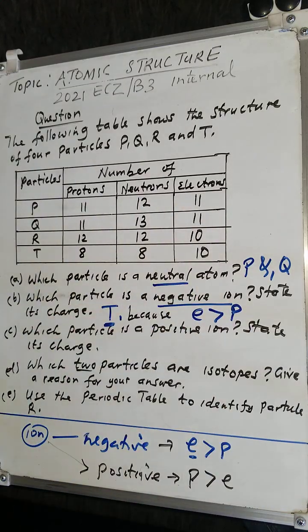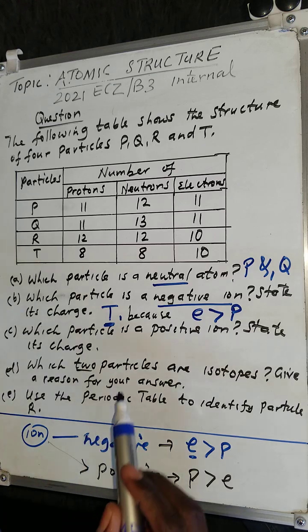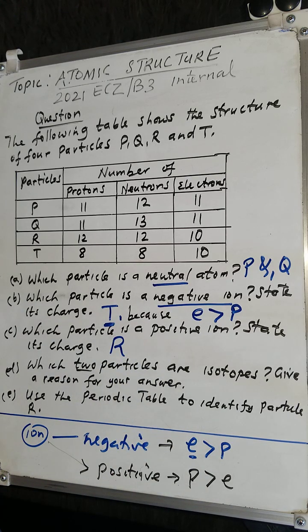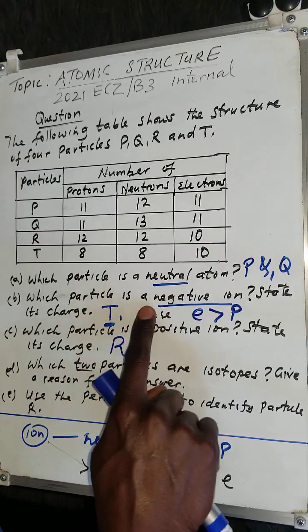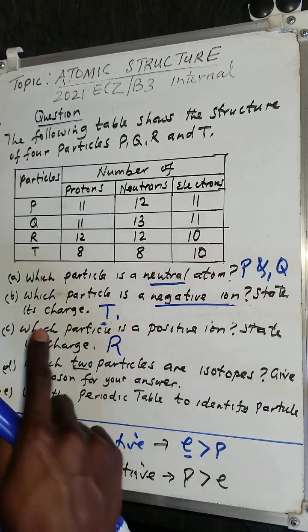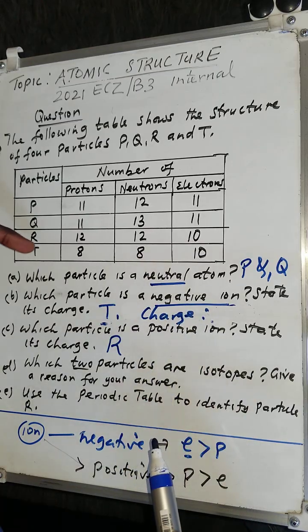So you just need to look at which one has got more protons than electrons. Of course, you can see that R has more protons than electrons. So in this case, R is going to form a positive charge. Here we have not actually computed that. The question was saying, all right, we have established that it is T, but it was saying state the charge. In other words, they wanted us to say what is the charge that T carries.